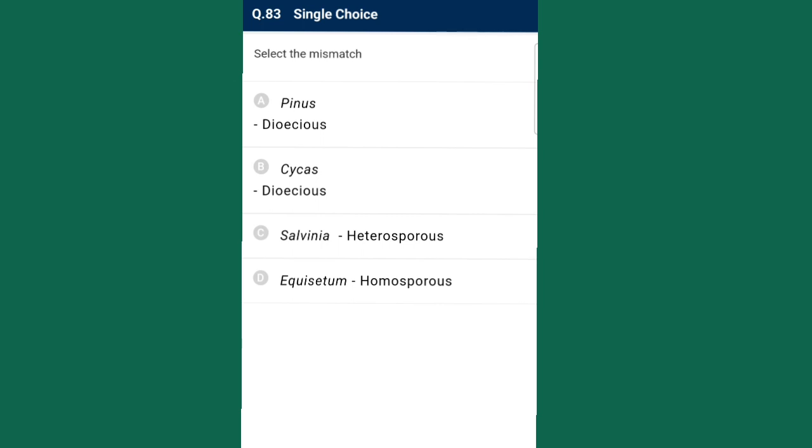Equisetum is a homosporous fern, while Selaginella and Salvinia are heterosporous. So the answer for this question is option A. Pinus is a monoecious plant. That is given wrongly.